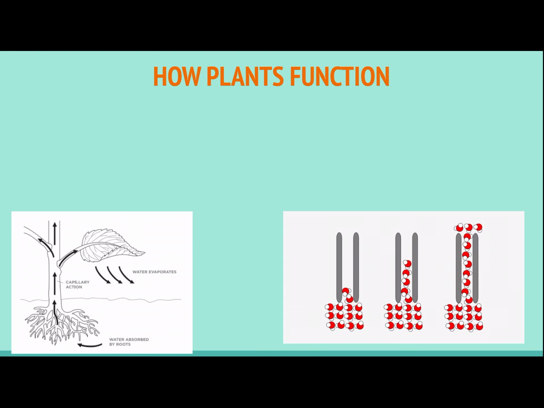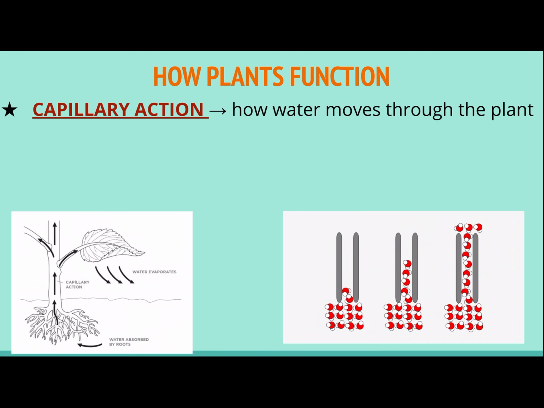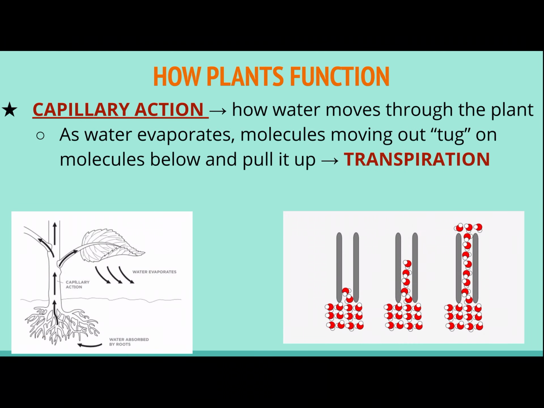Now, how plants function. Well, there's two things that happen with a plant and how it functions. The first one is called capillary action. And capillary action is how water moves through the plant. As water evaporates, the molecules moving out tug on the molecules below it and pull it up, and that's the process of transpiration. How water evaporates, leaves through the stomata, and continuously gets replaced.